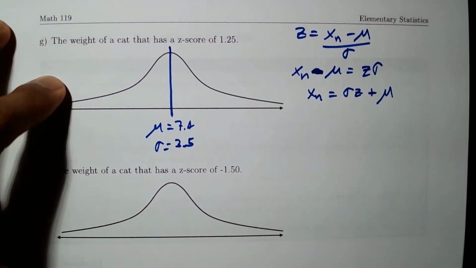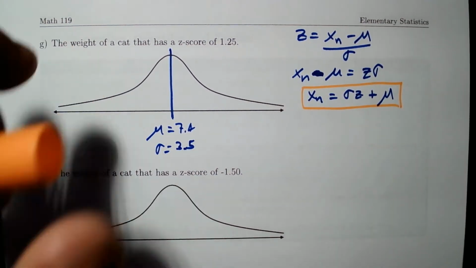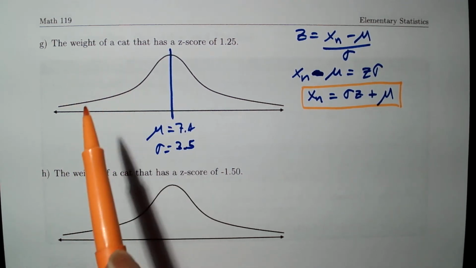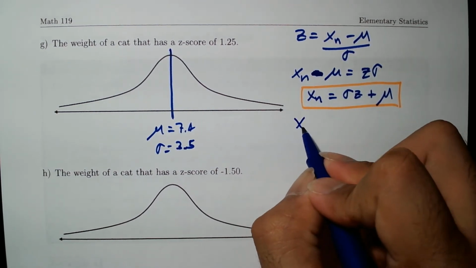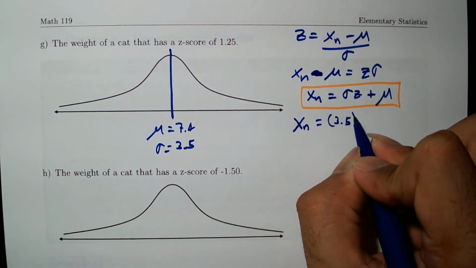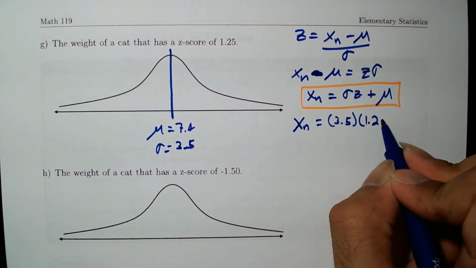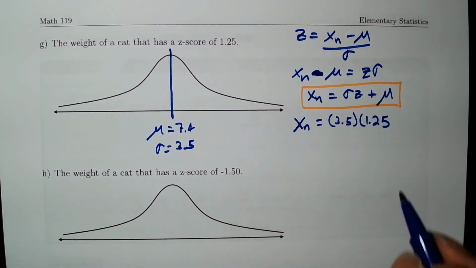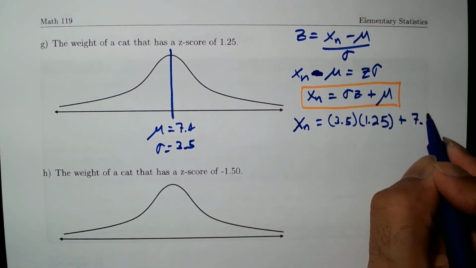Okay, so we are going to use this new formula. If you want to call it a new formula, that's the formula to find whatever weight or whatever time, depending on the application, or simply solve the equation for whatever variable you need to solve for. So in this case, let's find the score x_n, the weight of the cat with standard deviation 3.5 and z-score of 1.25 rather. All right, and then plus the mean, which is 7.4.